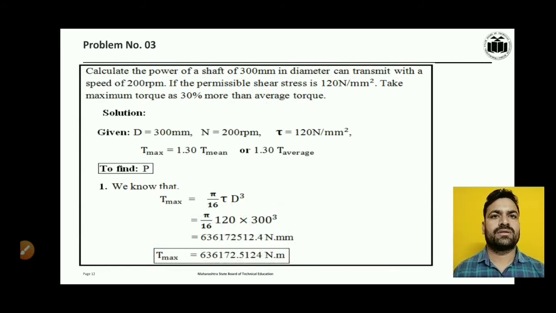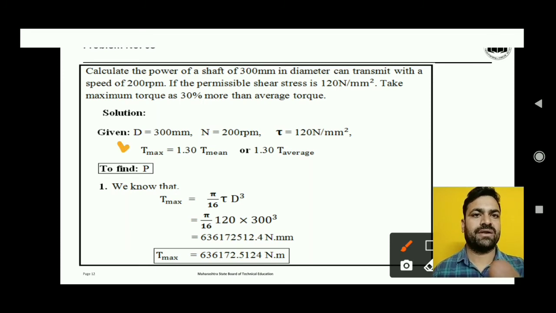So third problem, calculate the power that a shaft of 300 mm diameter can transmit with a speed of 200 rpm if the permissible shear stress is 120 Newton per mm square, and take maximum torque as 30% more than the average torque. So this condition is given.